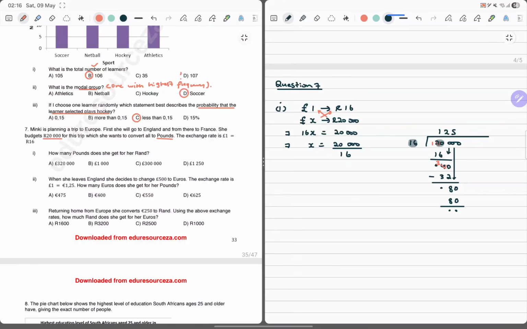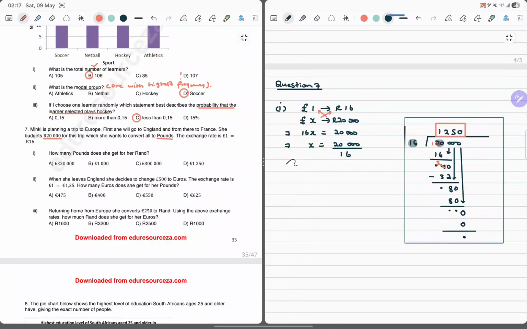16 into 0 goes how many times? 0 times 16 is 0. 0 minus 0, 0. What a strange thing. But hey, it's long division. I'm not the one. So our quotient, guys, is the answer. As you can see, the times table needs to be understood sometimes.